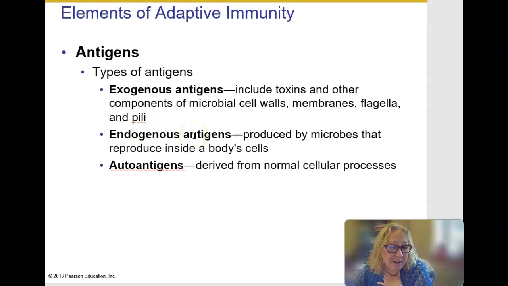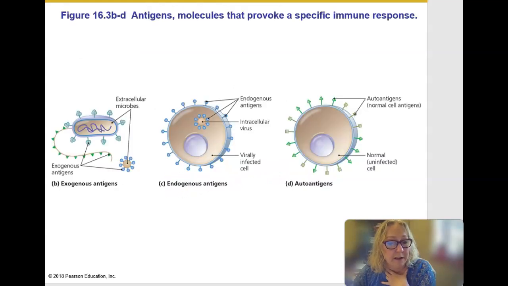There are some types of antigens. There's exogenous antigens. These are toxins and other components of microbial cell walls like the peptidoglycan, membranes, flagella, pili, things that you would find on a microbe. There's endogenous antigens. They're produced by microbes that reproduce inside the body cell, and there's autoantigens derived from the normal cellular process.